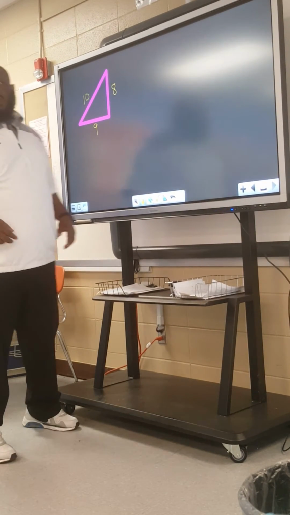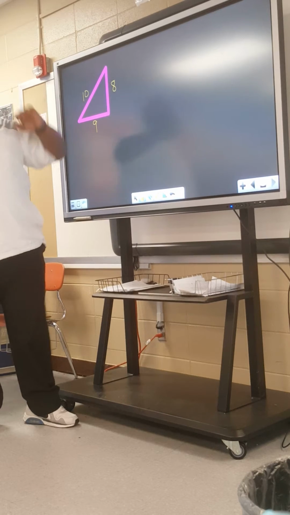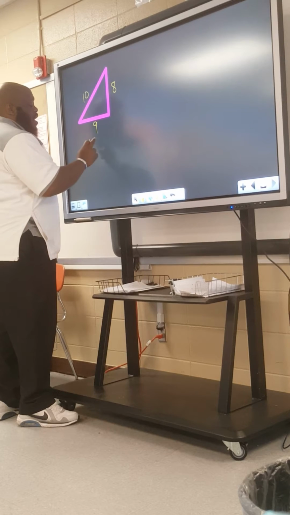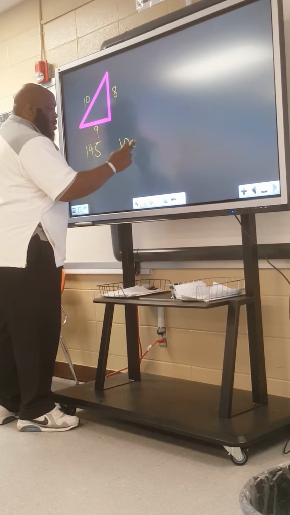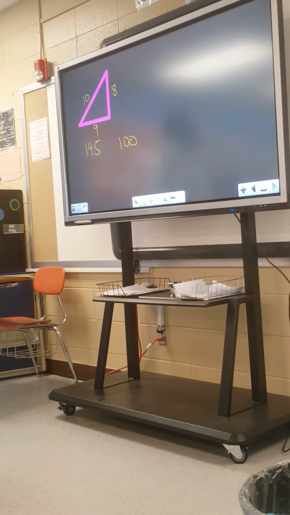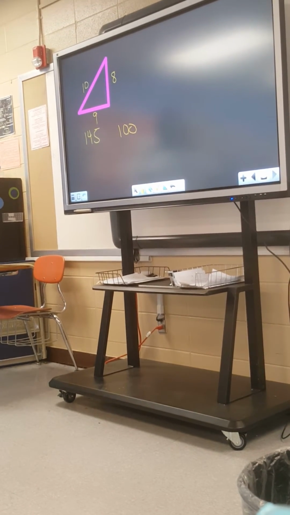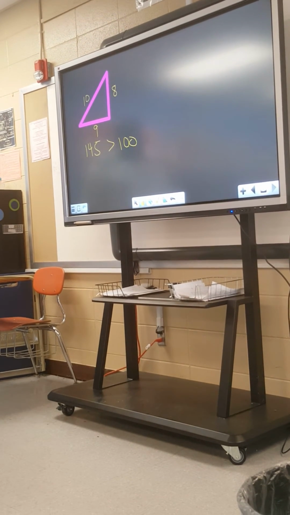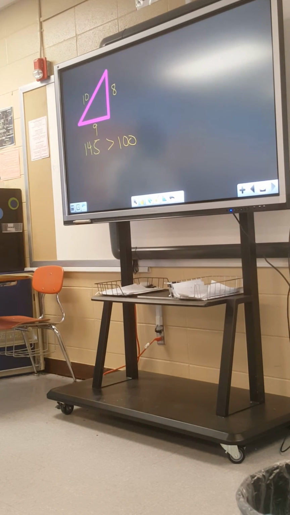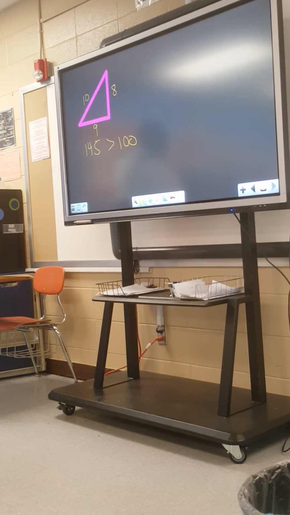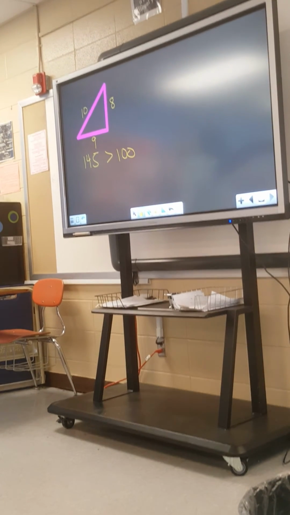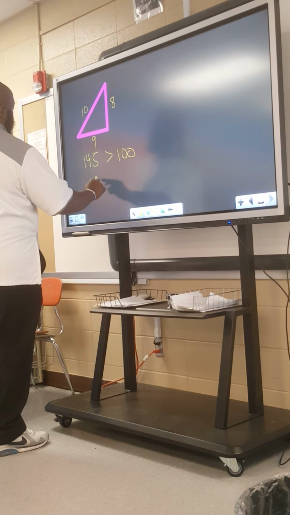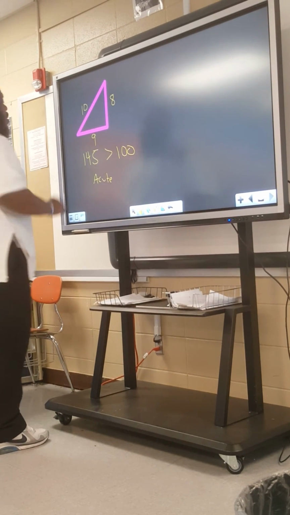What happened? What did we end up getting? 145 equals 100. So 145, what? 100. Which side was bigger? 145 is greater than 100, right? So that means this is what kind of triangle? It's acute, because the leg side is bigger than the hypotenuse. Let's try this one.